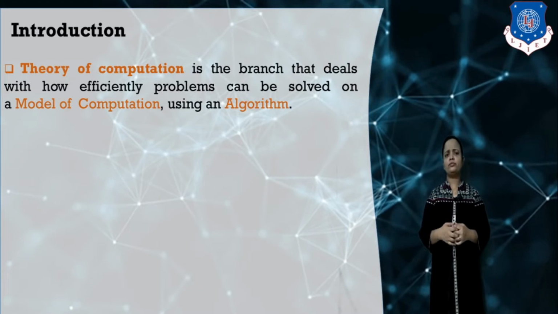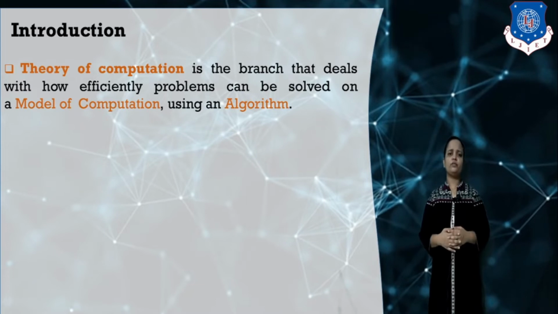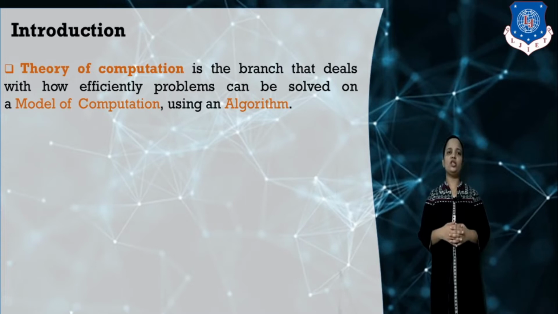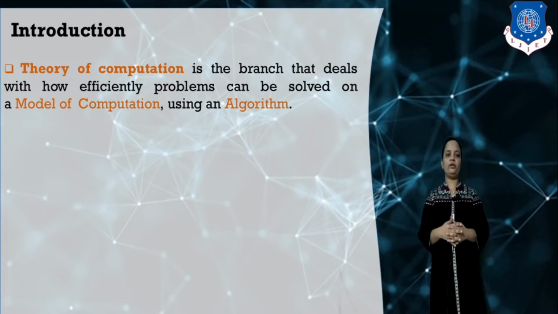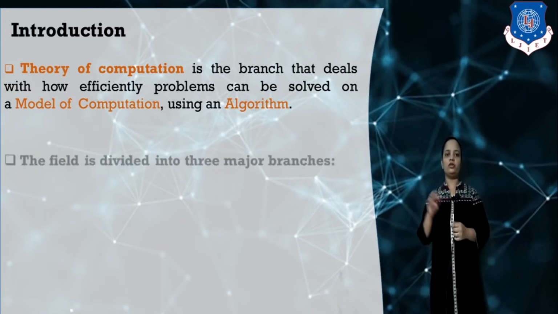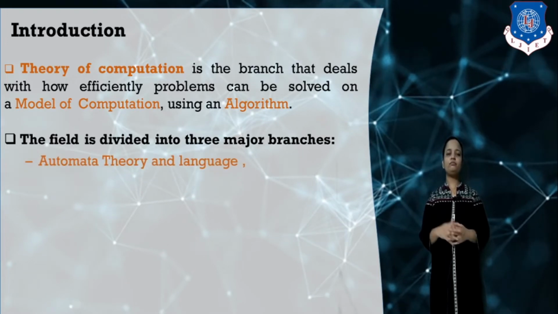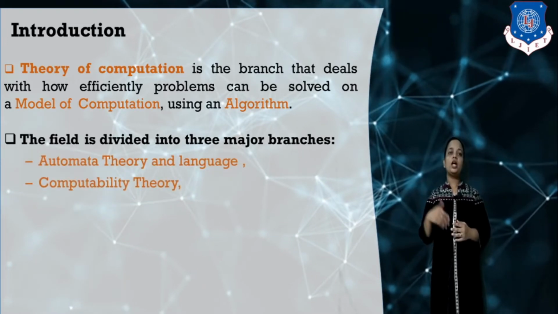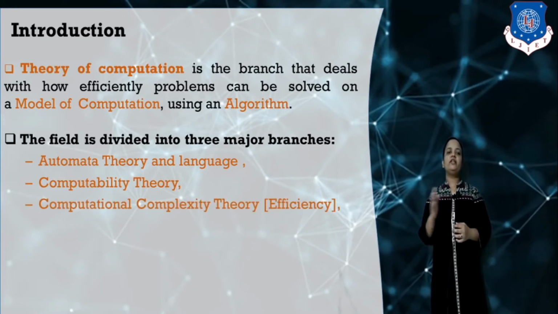First of all, we need to understand why we are going to study the theory of computation. Basically, the theory of computation is a branch that deals with how problems are efficiently solved by models of computation, and these models of computation solve the problems using algorithms. This field is divided into three branches: automata theory and languages, computability theory, and complexity theory, which deals with efficiency.